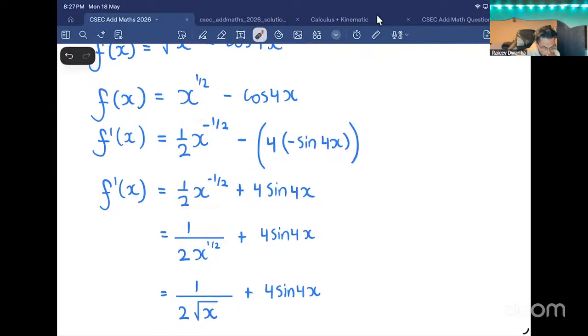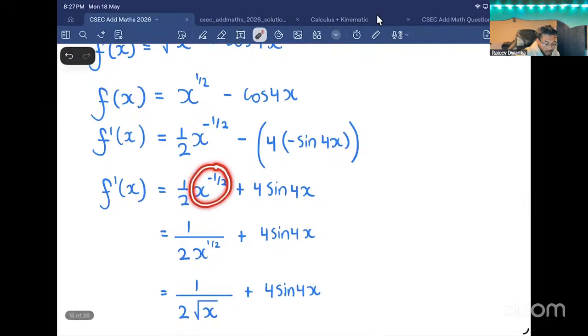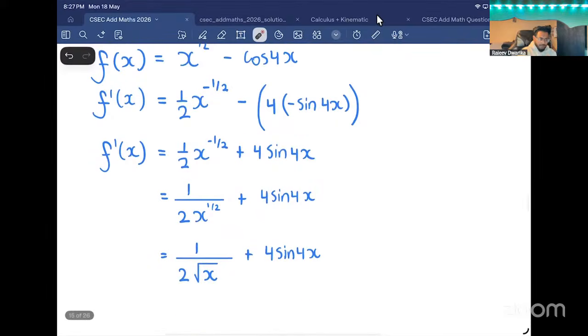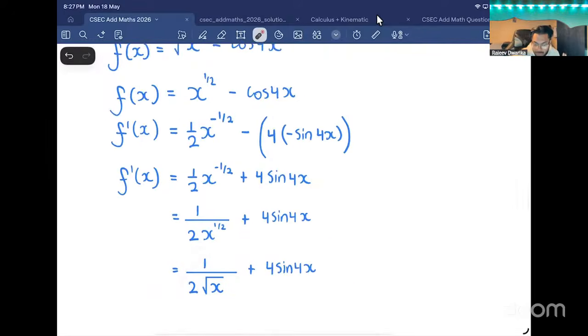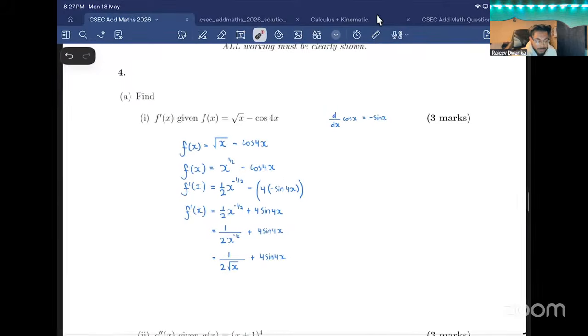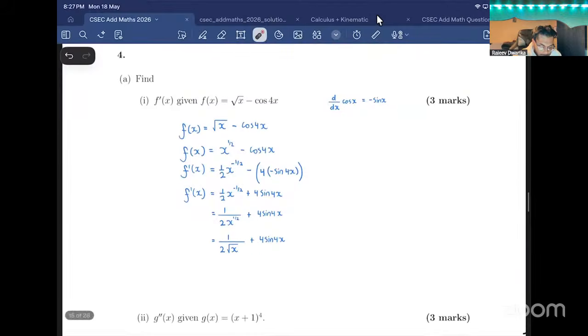Now it's a negative power, so we can send it to the denominator by the 2. If I send it to the denominator, the negative half goes into positive half. And so x to the power positive half is just square root. So this is the most simplified answer. Cool. That's it.